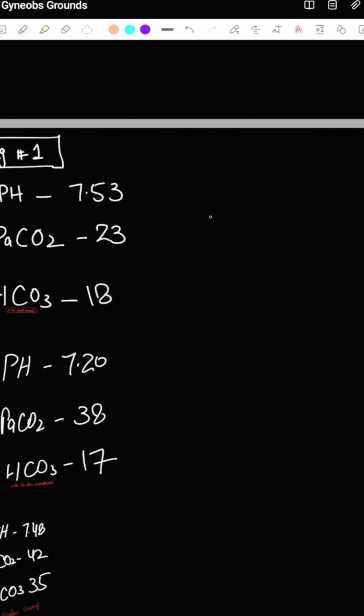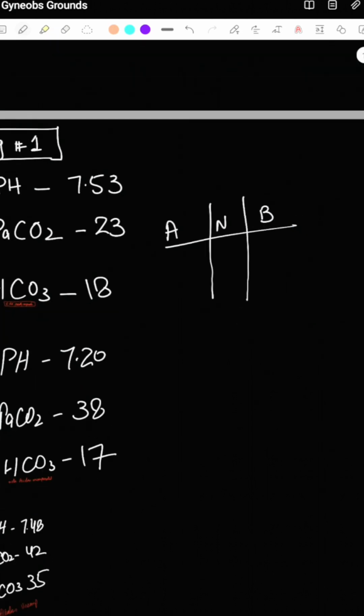Here we are going to make our grid. Here is acid, this is the normal value, and this is the base. Let's put all the values. The normal pH, we all know, is from 7.35 to 7.45. So the pH is raised. A raised pH means that it forms the base, so it will come under the base. Here the pH is basic.